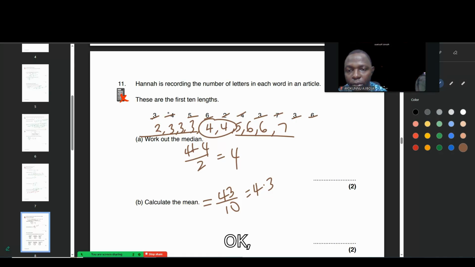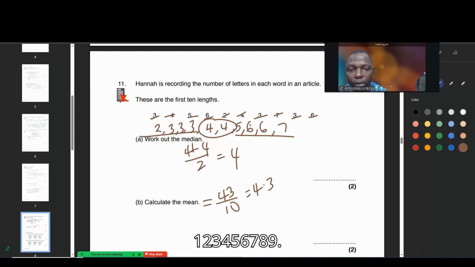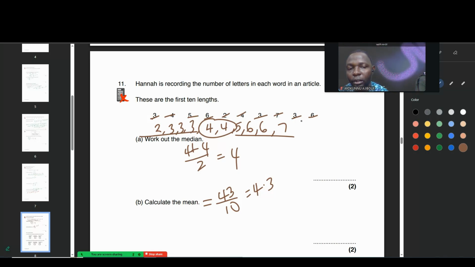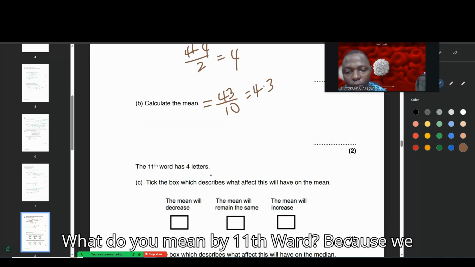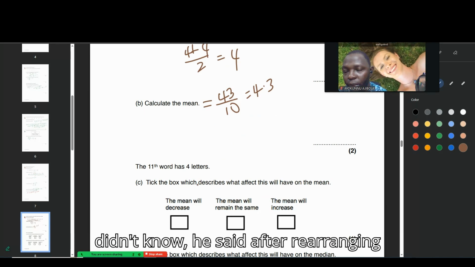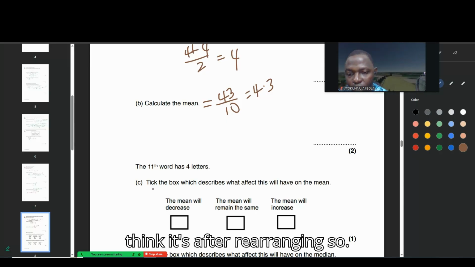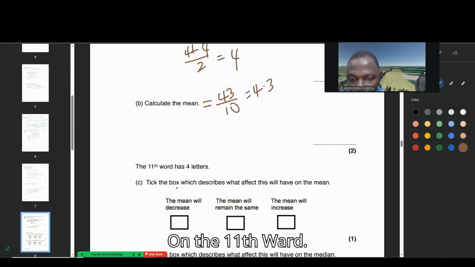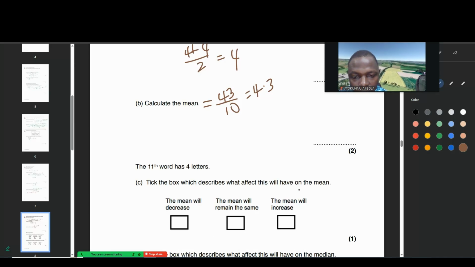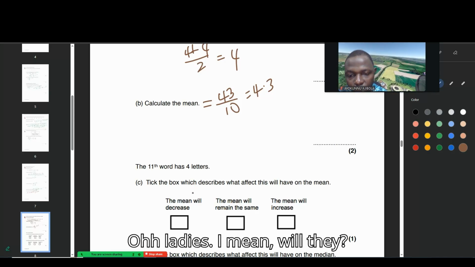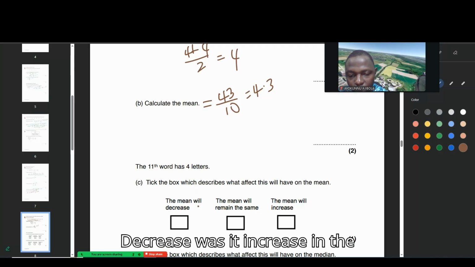Okay. 1, 2, 3, 4, 5, 6, 7, 8, 9. What do you mean by the 11th word? Because we don't know, is it after rearranging? I don't think it's after rearranging. So, the 11th word has 4 letters. The mean, will the mean decrease?